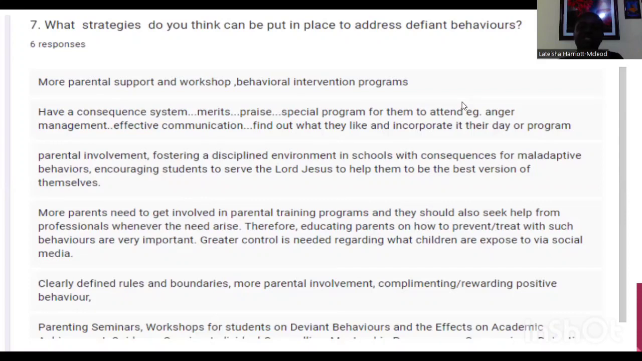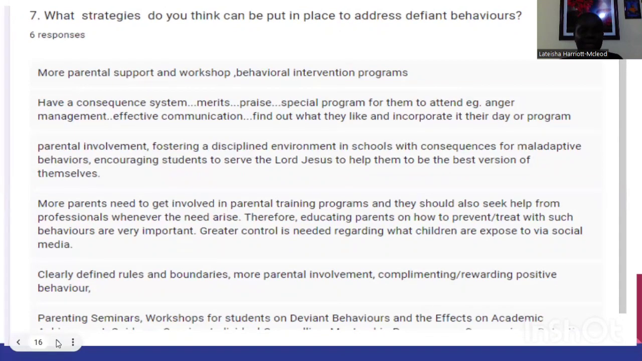Encouraging students to serve the Lord to help them to be the best version of themselves. Educating parents on how to prevent and deal with such behaviors is very important. Greater control is needed regarding what children are exposed to via social media. Carefully defined rules and boundaries, more parental involvement, complimenting, rewarding, and positive behavior. Parenting workshops and seminars for students with deviant behaviors. So that's it for the results.